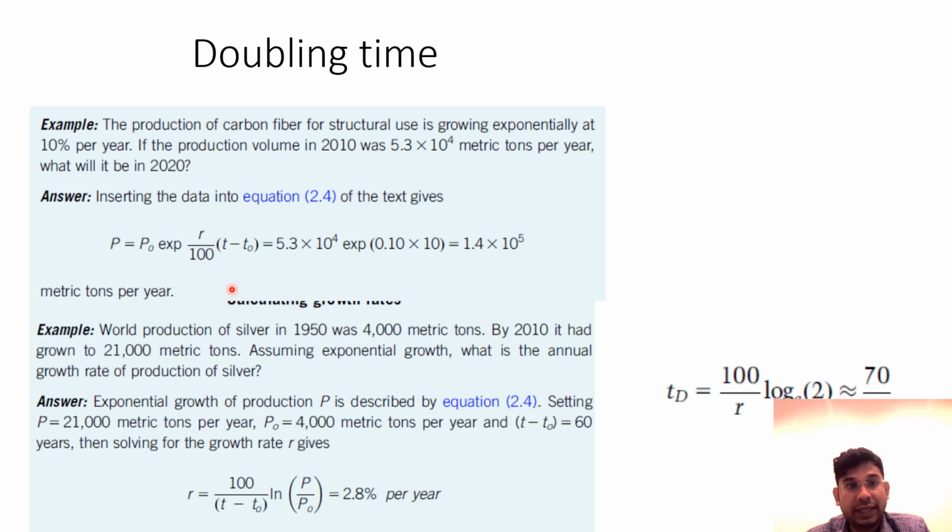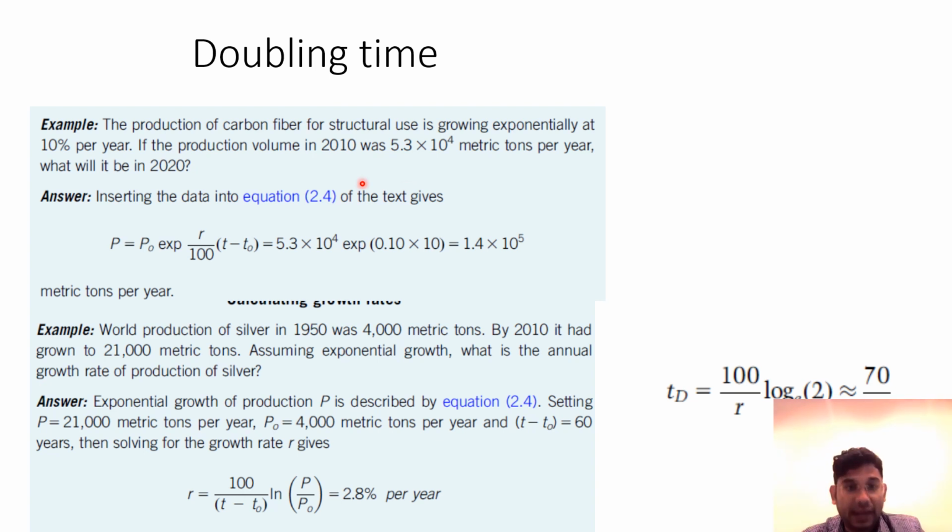Okay, so take the first question. The production of carbon fiber for structural use is growing exponentially at 10% per year. If the production volume in 2010 is this much, what would it be in 2020? This is just a question that should make you curious. So something is being produced at this point of time in X amount. And if it's going to grow, let's say 10 to 20% per year, how much of that produced material would there be in, let's say, 10 years later on, 20 years later on, and so forth.